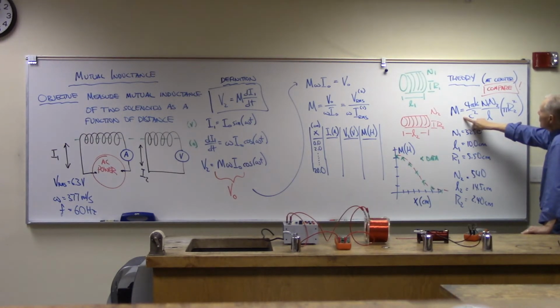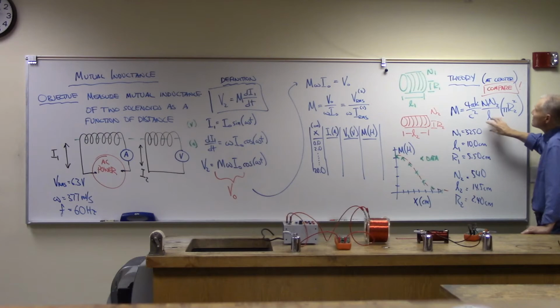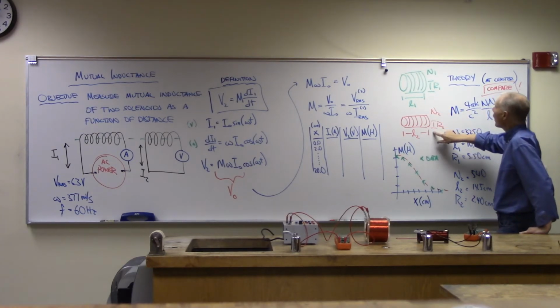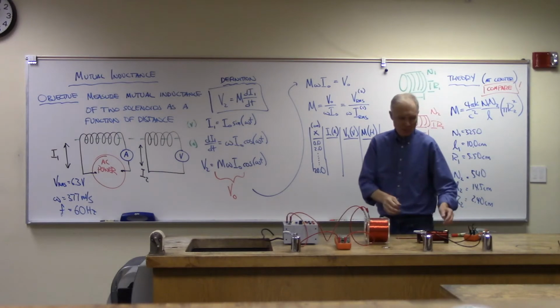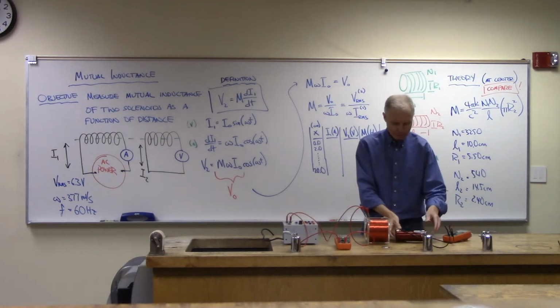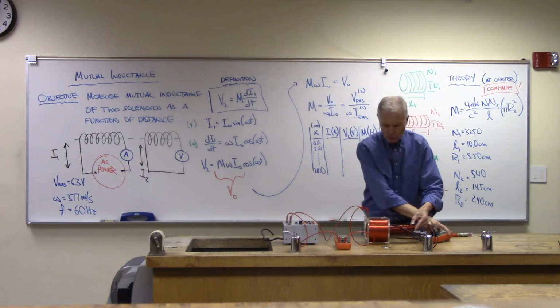So here's our formula for mutual inductance. Now this is an idealized formula that says that the two loops of wire completely overlap each other. Okay, so that's what that formula is coming from. Let's see if that's a good approximation or not. What do you think?